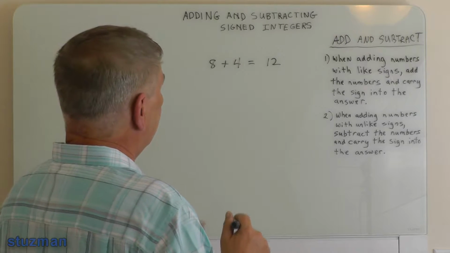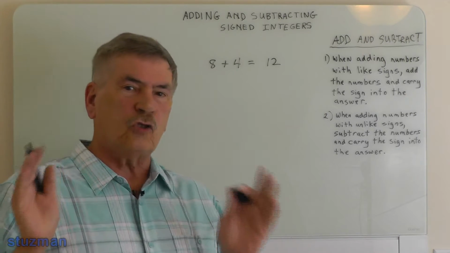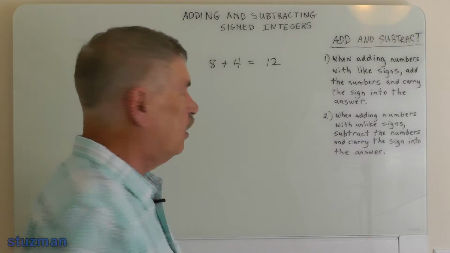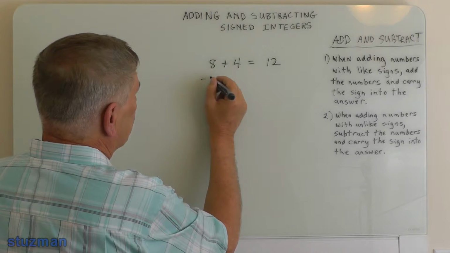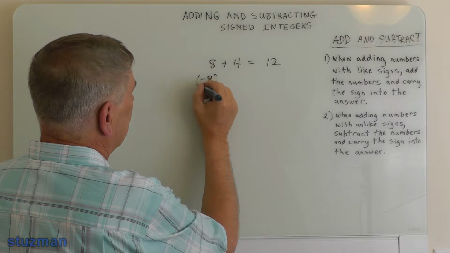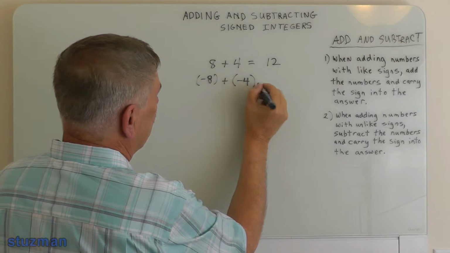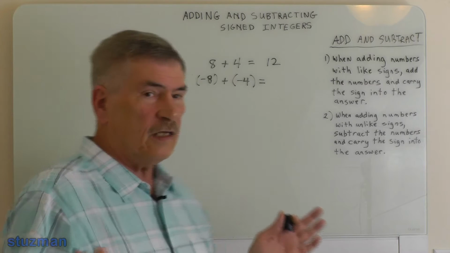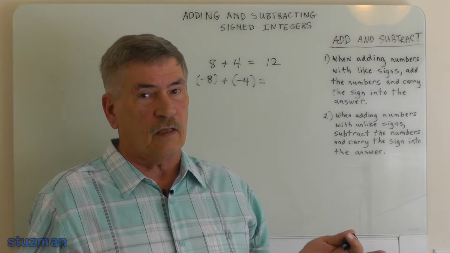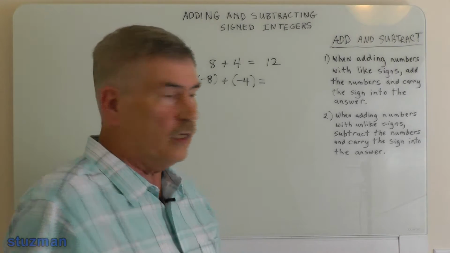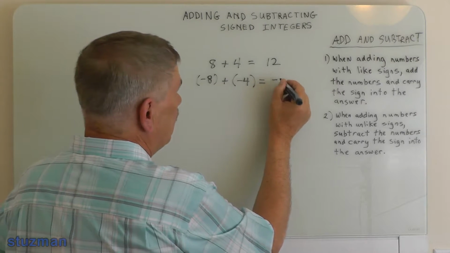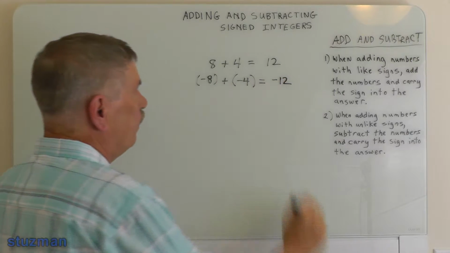And let's say now that we're going to add two negative numbers together. In this case, I'm going to say -8, and I'm going to add a -4. And what do I do in a case like this? Well, I just add the numbers together and I just bring that sign down, which is negative. So in this case, it's going to be -12.